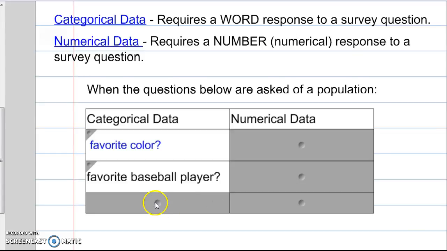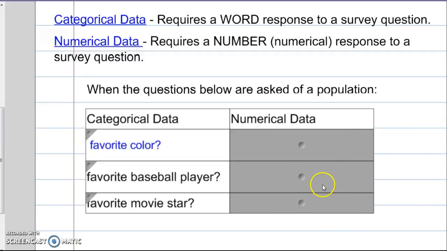The last question that would be considered categorical data is if I ask a population of people, who is your favorite movie star? Pause your video and write this question. Again, the reason favorite movie star would be categorical is because you would be getting different names of movie stars. Names would be considered categories.